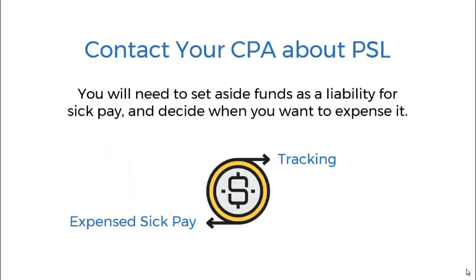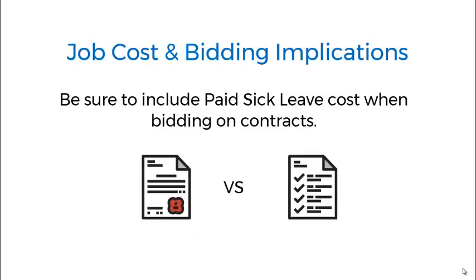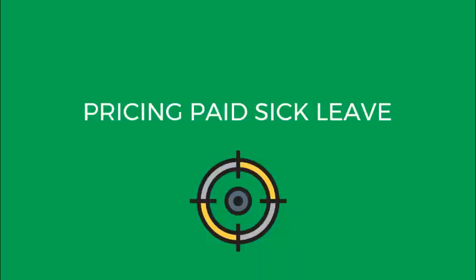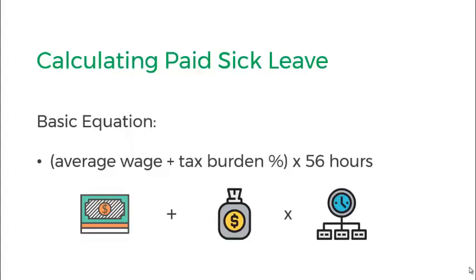You also may want to consider creating an accrual account to set aside funds for when your employees use sick pay, and talk to your CPA about when you want to expense that into your books. And the final thing to consider in tracking is job cost. You want to know how much paid sick leave really costs you on your contracts. So when it comes time to tweak your labor pricing, you'll have the data you need to understand how to price it into your contract and stay profitable. Which conveniently brings us to the third aspect of our video, how to price paid sick leave into your future contracts. So the initial pricing of sick pay is actually pretty straightforward.